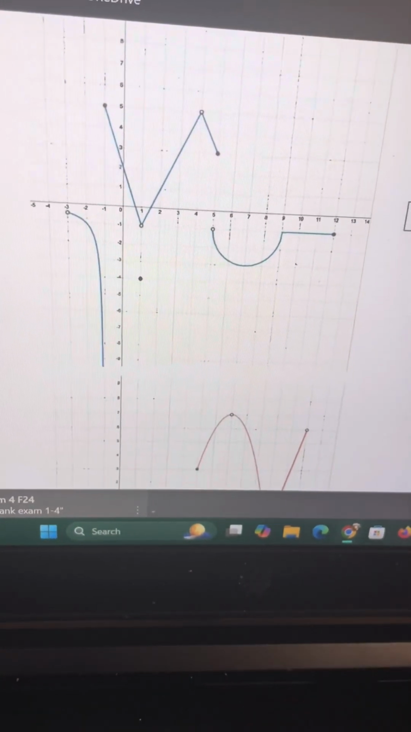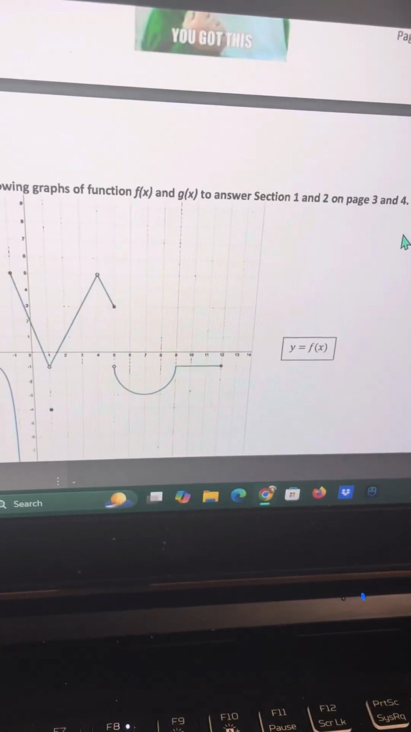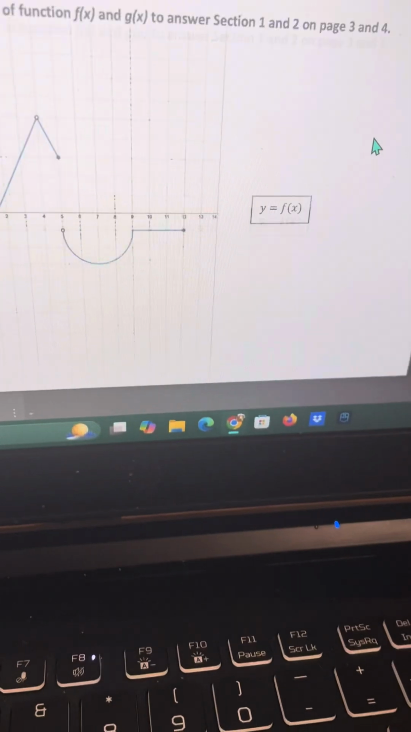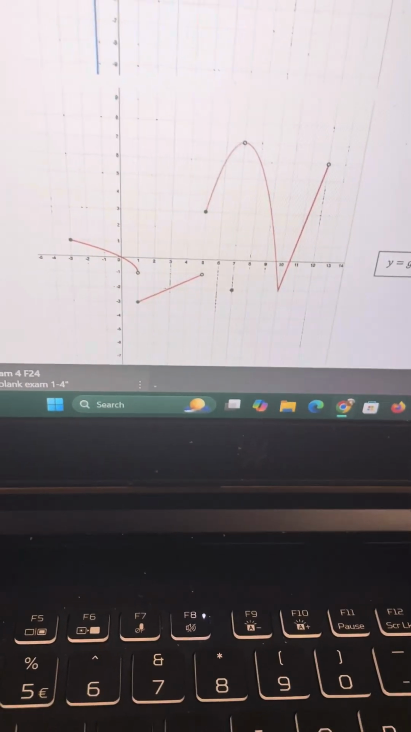So the graphs that were provided are up here. And if you want to, you can pause right here to see your f of x graph. This is f of x, and this is the g of x graph. Okay? So back to our paper.